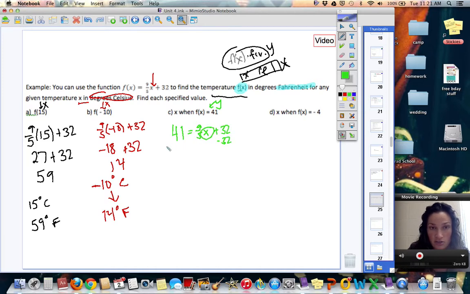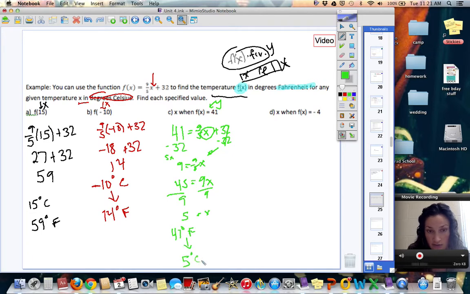Subtract 32 from both sides. I'll have 9 equals 9 over 5x. Multiply everything by 5. This 5 will cancel with that 5. 5 times 9 is 45 equals 9x. Divide by 9. x equals 5. So if I have something that is 41 degrees Fahrenheit, that is the same as 5 degrees Celsius. Now I'm just doing it opposite.